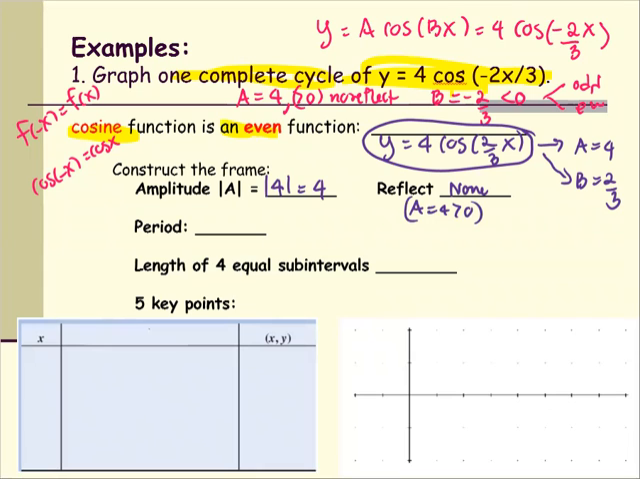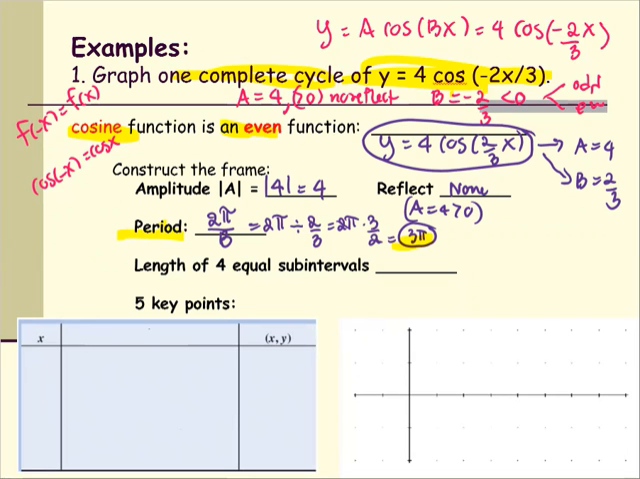The period is computed by using the formula 2 pi divided by b. In our case, the b is in fraction form. To avoid a complex fraction, I write it as 2 pi divided by 2 over 3, which is the same as 2 pi multiplied by 3 over 2. Simplify the number to be 3 pi. So in this case, the period is 3 pi.